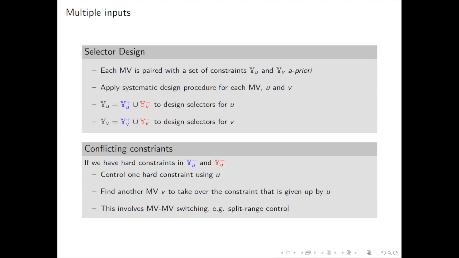Now, this can be achieved by using MV-MV switching, say for example, by using split range control or valve position control. In large multivariable systems with a lot of such CV-CV, CV-MV, and MV-MV switchings, the control structure can quickly become complex, and perhaps one would then be better off with multivariable controllers such as model predictive control.